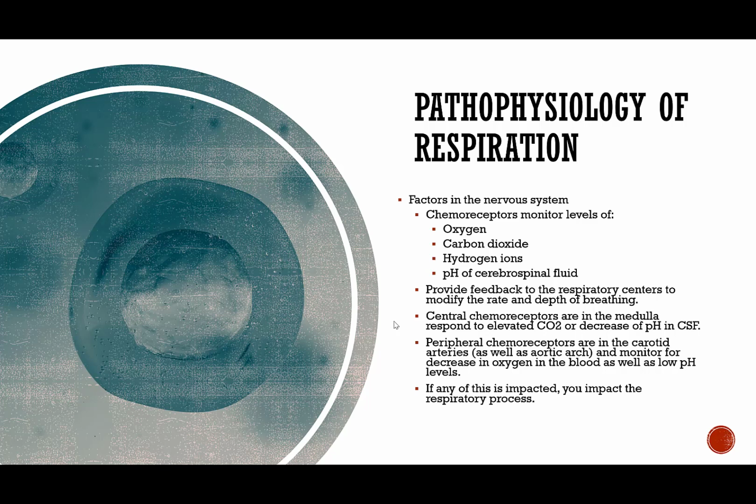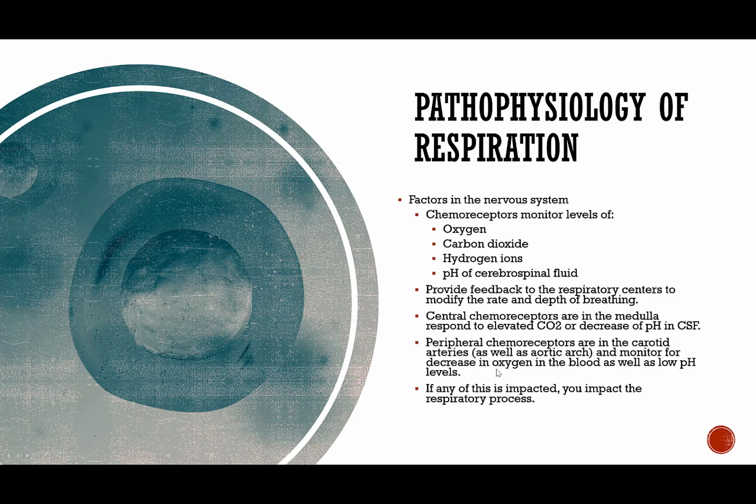The peripheral chemoreceptors, right? They're in the carotid arteries. They're also in the aortic arch, meaning that they're in your aorta. And they monitor for decreases in oxygen in the blood as well as low pH. So I'll let you think about what those are actually doing. Are those possibly the hypoxic drive? Is that how it happens? You should probably think about whether that's the right answer or not. I would guess it is.